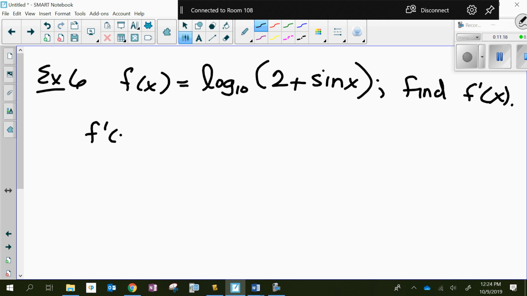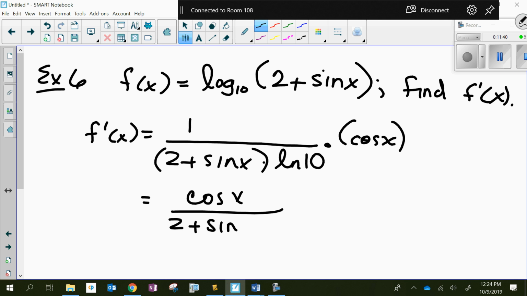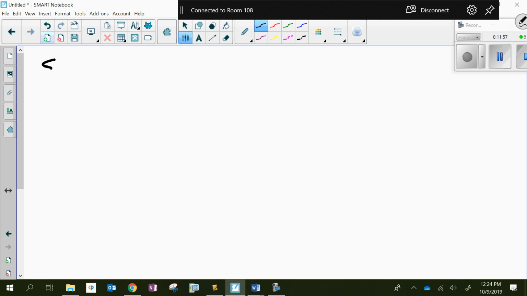So f prime of x is 1 over that with the addition. Be careful about this. Remember, that is in parentheses, and then times cosine of x. So cosine of x over 2 plus sine of x. A lot of times that constant will swing around front, but it doesn't matter. Usually we put a constant in front. No biggie. Any questions on that? Got it?